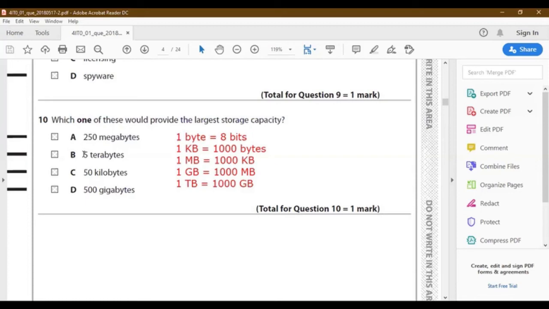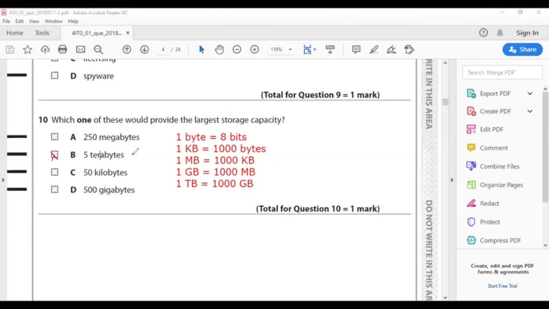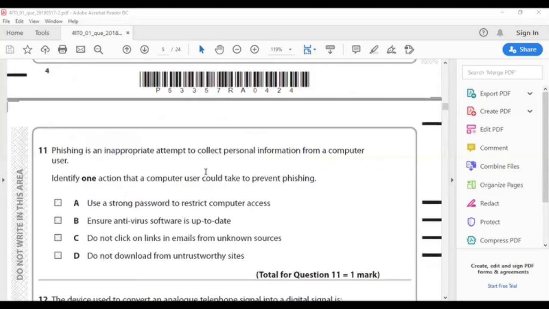Usman, please try again. The right answer is B. Did you say B or D? B for boy. Okay, there we go. This is the correct answer, 5 terabytes, because 5 terabytes means 5,000 gigabytes. So it's higher than all the others. That's a lot. Let's move on.